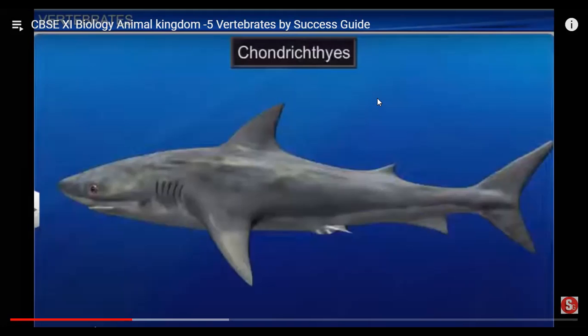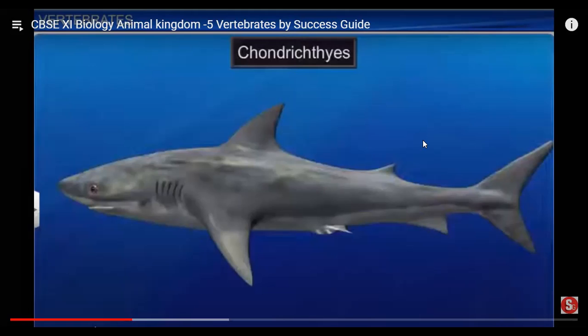Now let me ask: where does fertilization take place in both? I told you there's a great difference in both. Both belong to the fish category, the fish class Pisces that we are learning, but again there is a big difference. So what is fertilization? Fusion of male and female gametes is known as fertilization.